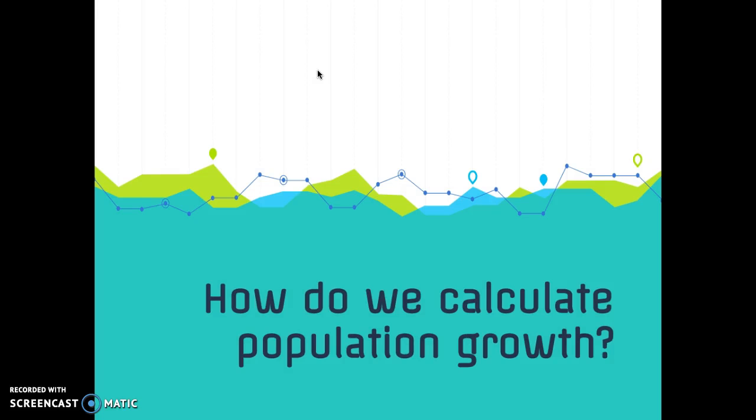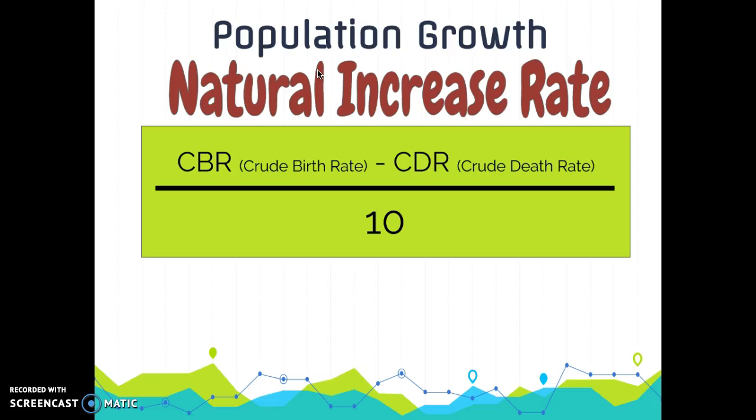So the first thing we're going to talk about is how do we calculate population growth? And the first measure that we'll discuss is the natural increase rate, sometimes referred to as natural rate of increase. And this is the percentage by which a population grows within a year. And so here is the equation of how you find it. So you're going to find the natural increase rate by taking the crude birth rate minus the crude death rate and then dividing that by 10.